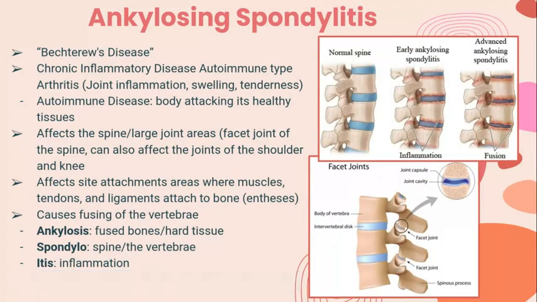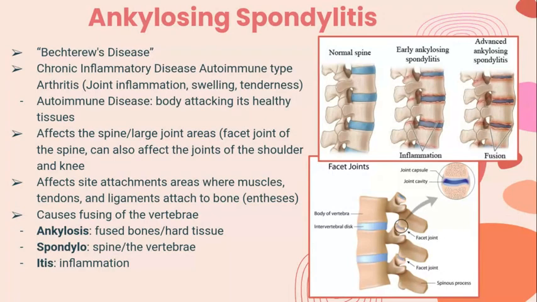So, ankylosing spondylitis is a chronic inflammatory disease as well as an autoimmune type arthritis. So, joint inflammation, swelling, and tenderness. An autoimmune disease is when the body attacks its healthy tissues, and this autoimmune disease affects the spine and large joint areas, so the facet joints of the spine, and can also affect the joints of the shoulder and knee. It also affects site attachment areas where muscles, tendons, and ligaments attach to bone, and causes fusing of the vertebrae.